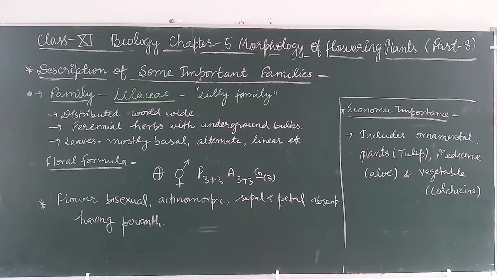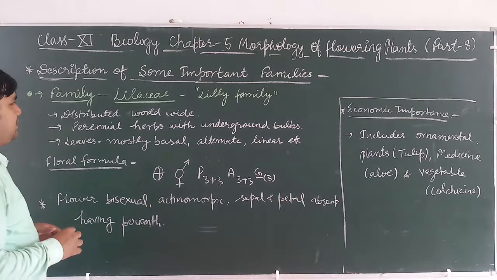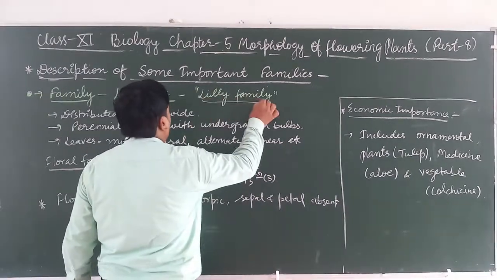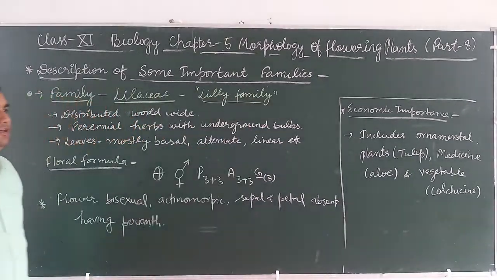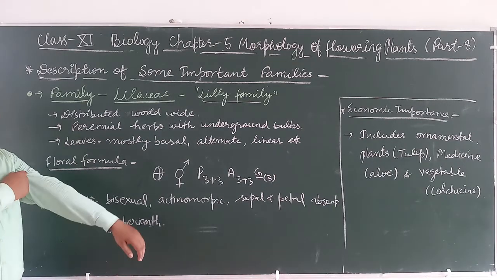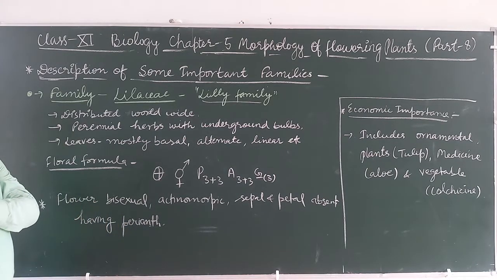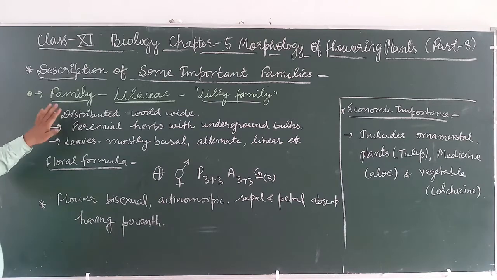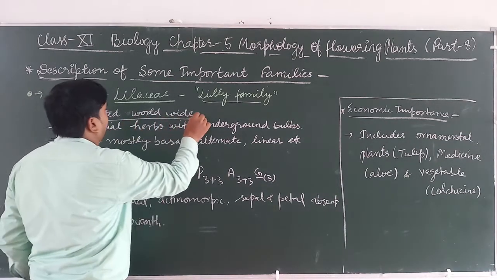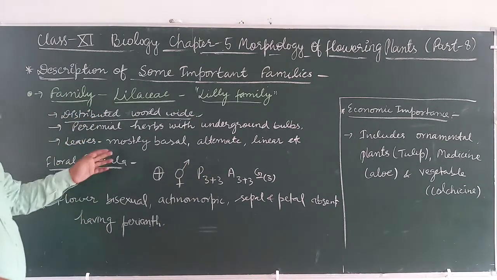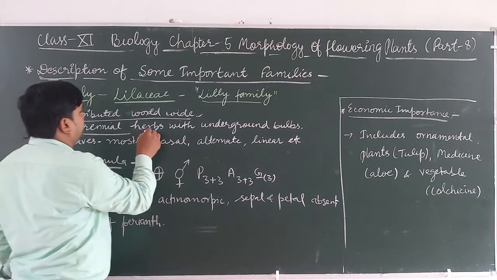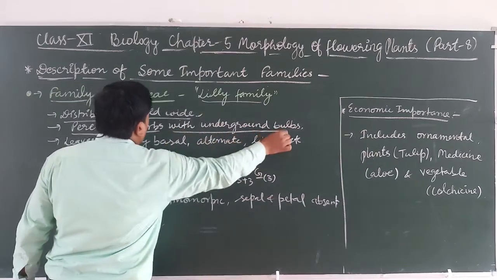Last one is the family Liliaceae. That is also commonly known as the lily family. You know about the lily flower. This plant family category has plants like the lily. They are distributed worldwide, spread across the whole world. And they are perennial herbs with underground bulbs.